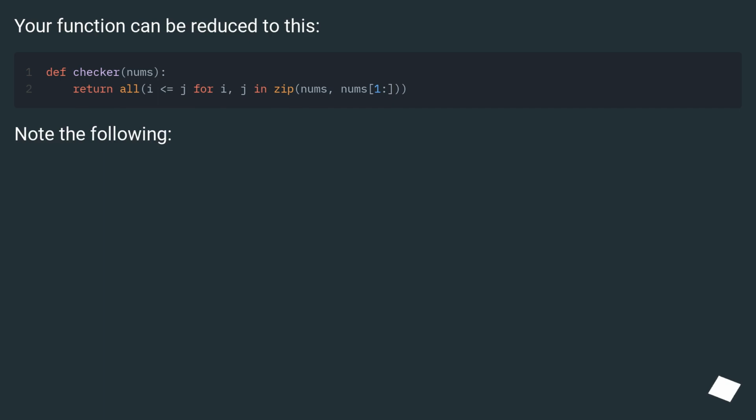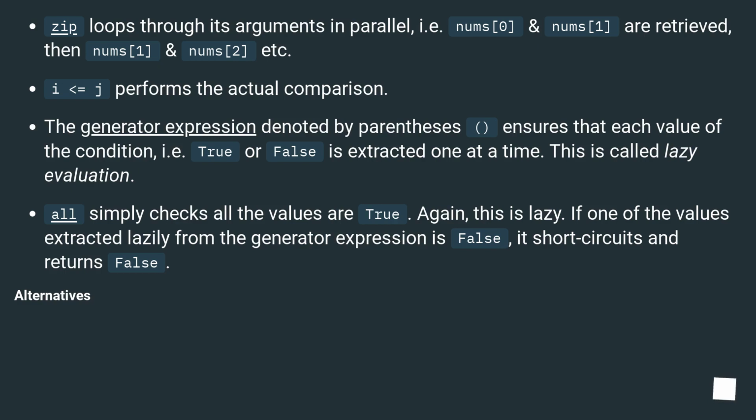Your function can be reduced to this. Note the following. Zip loops through its arguments in parallel, i.e. nums[0] and nums[1] are retrieved, then nums[1] and nums[2], etc. i <= j performs the actual comparison.